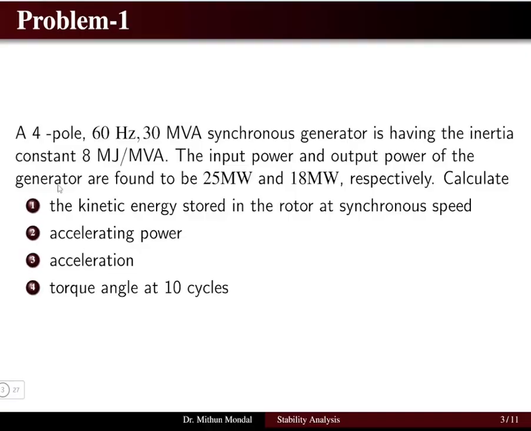So problem number 1, we have a 4-pole 60 Hz 30 MVA synchronous generator. So here the number of poles is 4, the frequency is given to be 60 Hz, and the rating of the machine is given as 30 MVA. It is having the inertia constant as 8 megajoule per MVA. So this is the inertia constant of the machine. So it is given in megajoule per MVA.